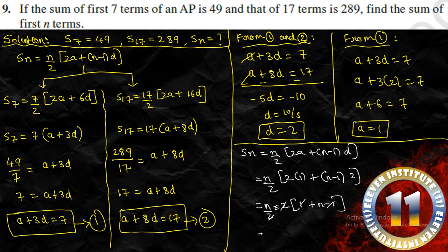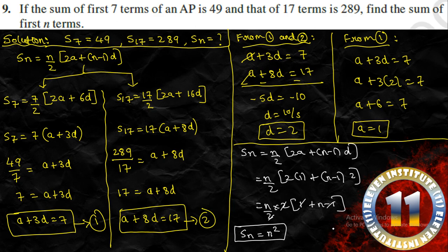So n into n will give us n square, and you can see what we have predicted has gone true. We have obtained Sn is equal to n square. Right? I hope this is clear to you. Please pause the video and write this down in your CW.